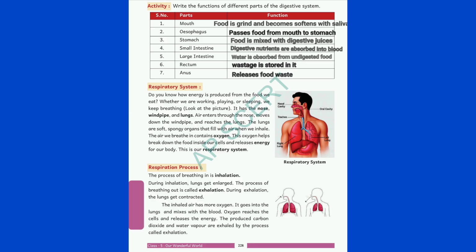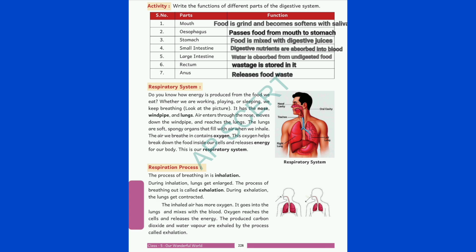3. Stomach. Food is mixed with digestive juices. 4. Small intestine. Digested nutrients are absorbed into blood. 5. Large intestine. Water is absorbed from undigested food. 6. Rectum. Waste is stored in the rectum. 7. Anus. Releases food waste.